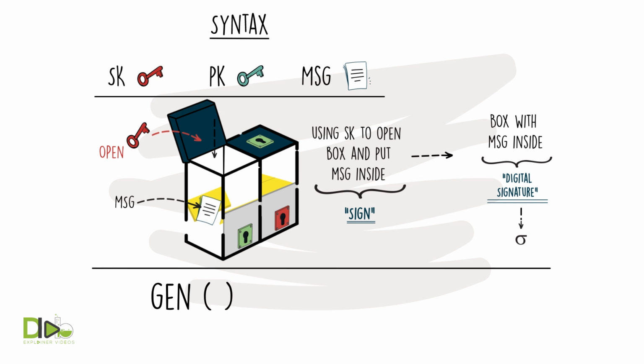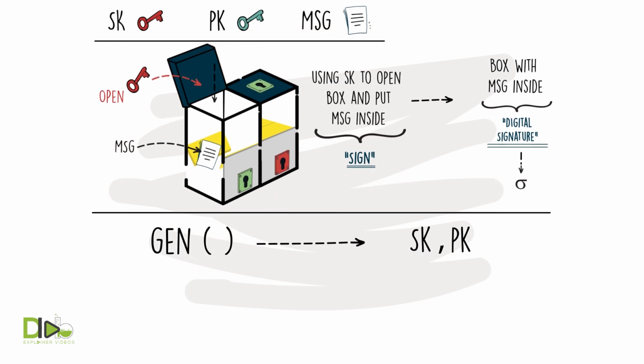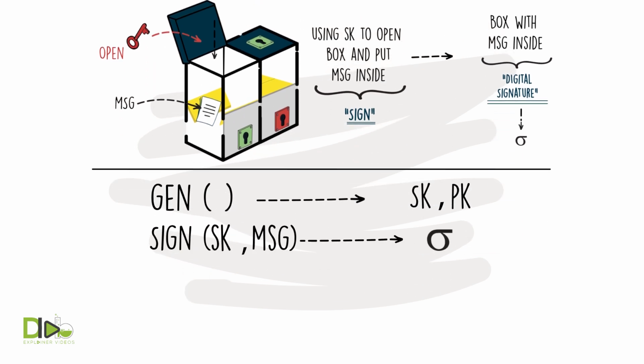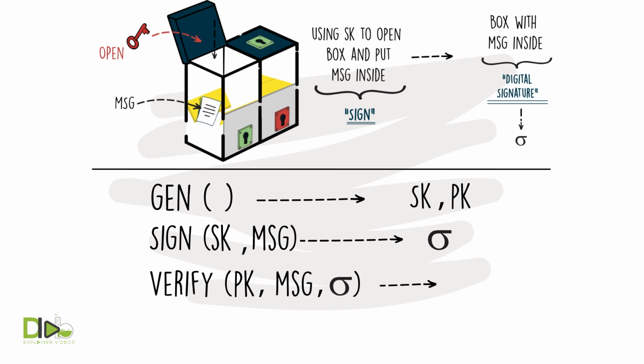Using this syntax, we can summarize a digital signature scheme as having 3 steps. First, you generate a key pair, SK and PK. Then you sign the message using SK to create the digital signature sigma. And then finally, the recipient would use the PK, message and the digital signature sigma to verify whether the message was indeed signed by Alice or not. If yes, it will output accept. If not, it will reject.